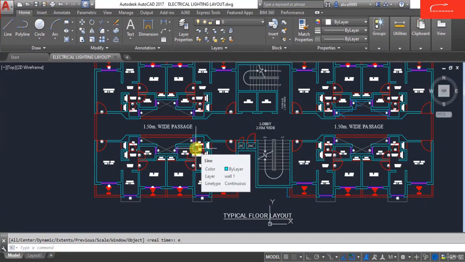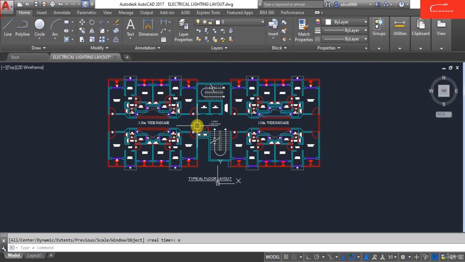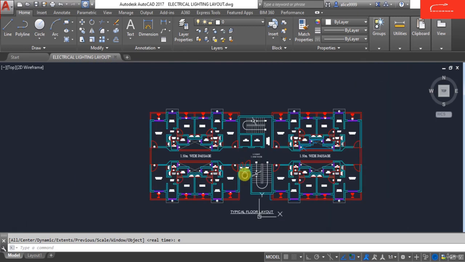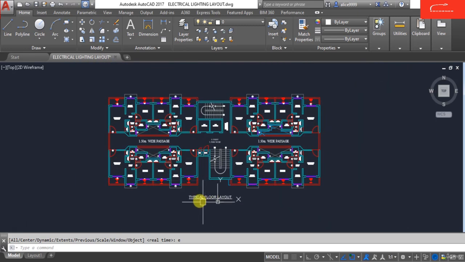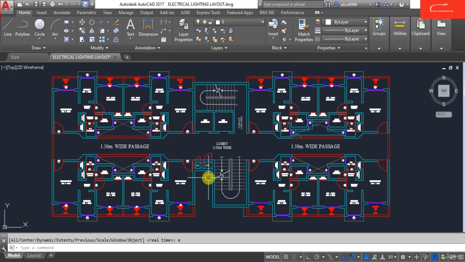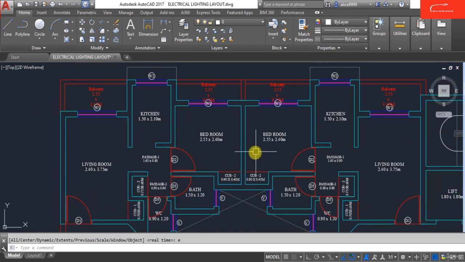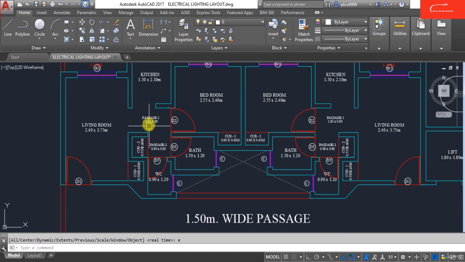Welcome to the new topic of electrical lighting layout. In this topic, we will learn how to design the electrical lighting layout for the residential building. For that, we require the architectural layout. In that architectural layout, we can see the living room, kitchen, bedroom, bathroom, WC, etc.